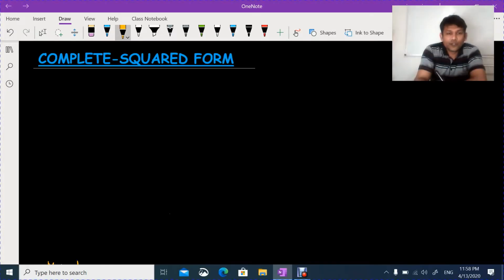Completing the square form is required when we want to sketch a quadratic function, or we can say this is a method to find the turning point. And the turning point, we know, is (h, k).